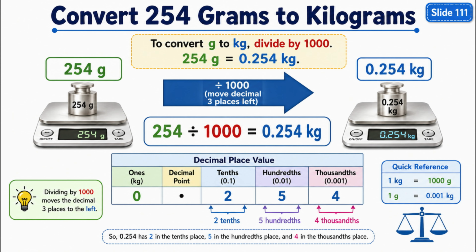Convert 254 grams to kilograms. To convert grams into kilograms, divide by 1,000. 254 grams means 254 thousandths of a kilogram. 254 over 1,000 is 0.254. So, 254 grams equals 0.254 kilogram.